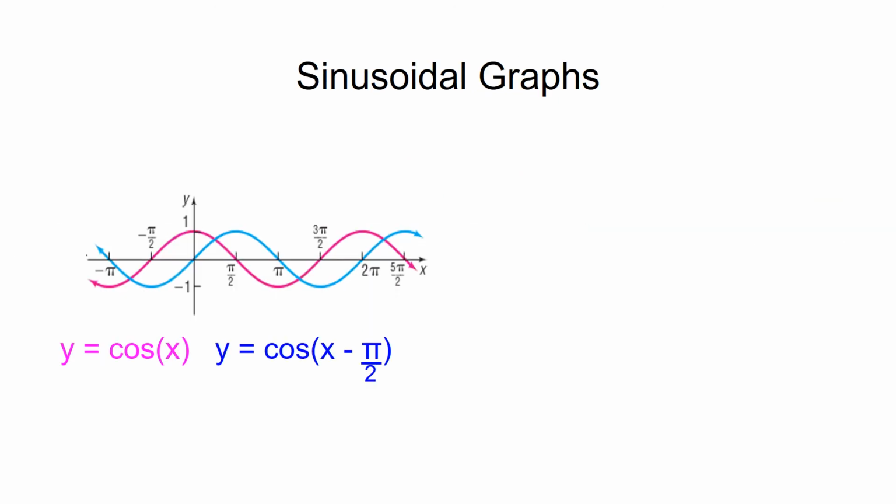Now let's look at the graph of y equals cosine x, shown here in pink, and y equals cosine of x minus pi over 2, shown in blue. The latter graph is a horizontally shifted version of the first graph. They're plotted together on the same graph.